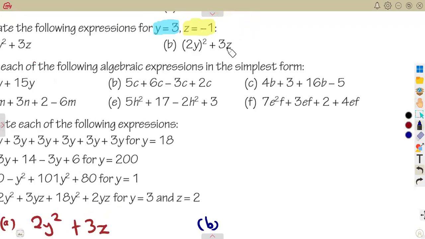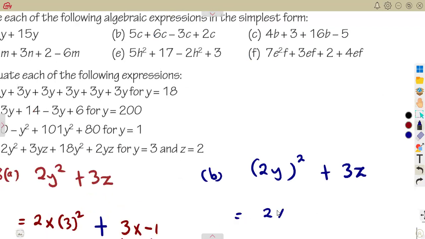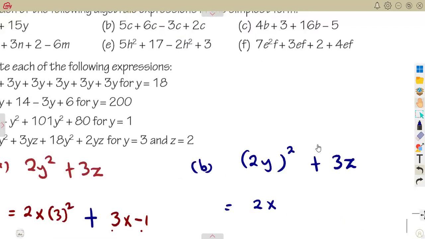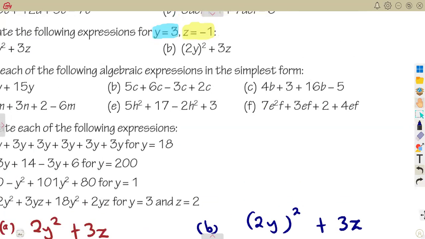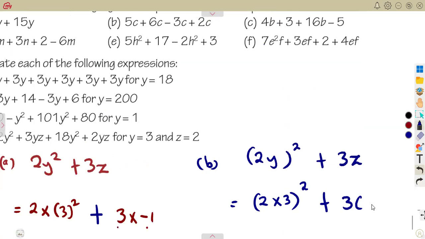All right, 2y to the exponent of 2 plus 3z. That is 2y, everything raised to the power of 2 plus 3z. So again, the same thing, 2 and y there, they're multiplying each other. So this is going to be 2 times 3, because y is 3. But everything must be raised to the exponent of 2 plus 3z. That is 3 times z. You can even open a bracket for that, which is minus 1, like this.